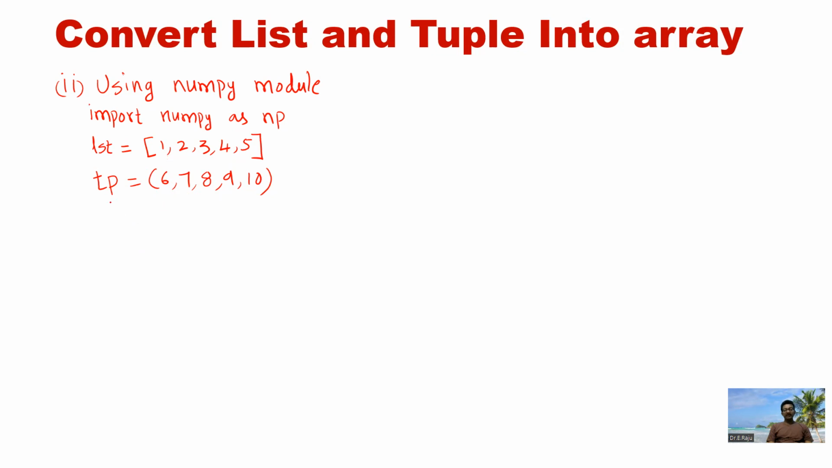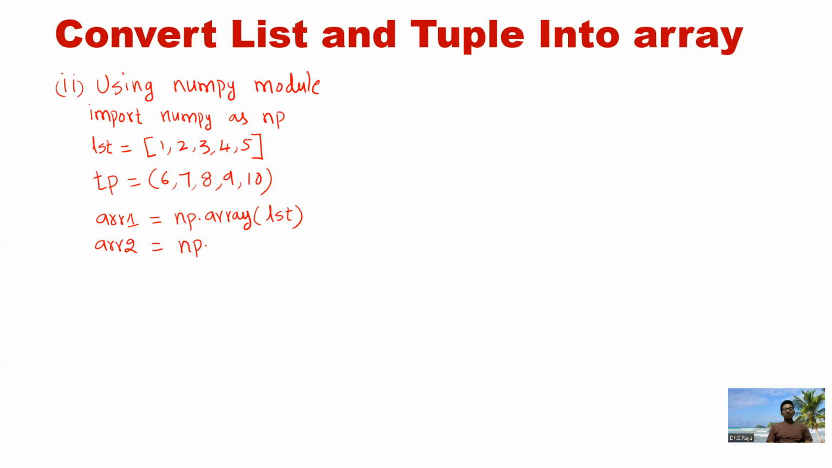Now our aim is to convert them into arrays. First I convert the list into an array. I declare a variable called arr1 is equal to. In NumPy, we have a method called array. You can call that method using the notation np.array and pass the list as an argument. Similarly, we can convert the tuple into an array and store it in a variable called arr2.